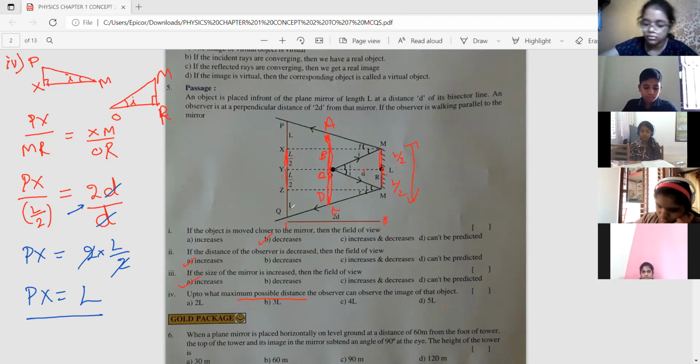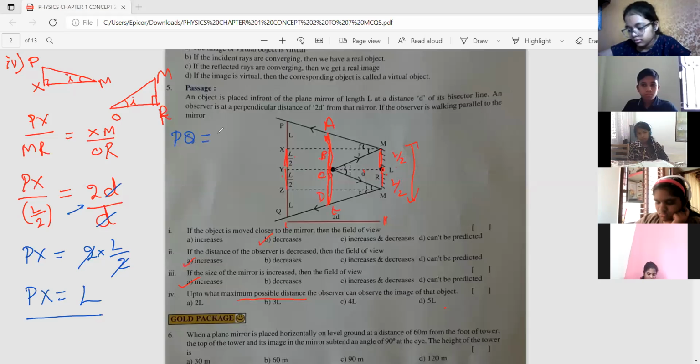Similarly, ZX also you can calculate. It will also come as the same value, ZX is L. Now the total path, what the person traveled from P to Q? So we can observe the figure, P to Q, it is looking like this, right, children? So PX plus XZ plus ZQ.